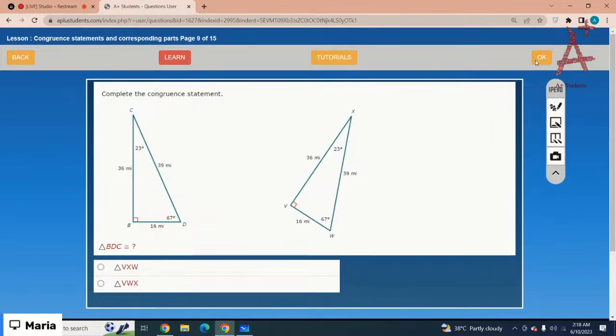It would be BDC. So B is the right angle. So it would be V, W, and X. Got it? The first one would be V, W, and X. The second option is the correct one.